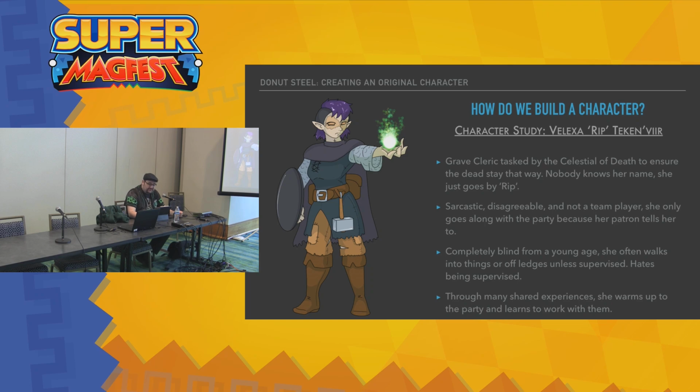Okay, so this is Valexa Rip Tekenvier, one of my players' characters who I asked to borrow for this segment. She's a grave cleric tasked by the Celestial of Death to ensure that the dead stay that way. Nobody knows her name, she just goes by Rip. She's sarcastic, disagreeable, and not a team player. She only goes along with her party because her patron tells her to. Completely blind from a young age, she often walks into things or off ledges unless supervised, and she hates being supervised. Through many shared experiences, she warms up to the party and learns to work with them.